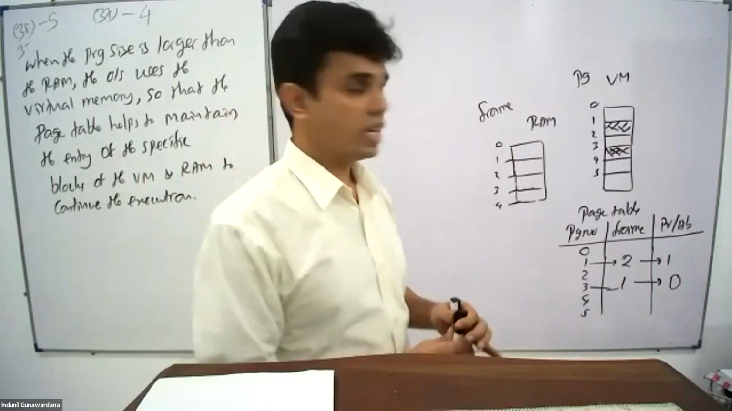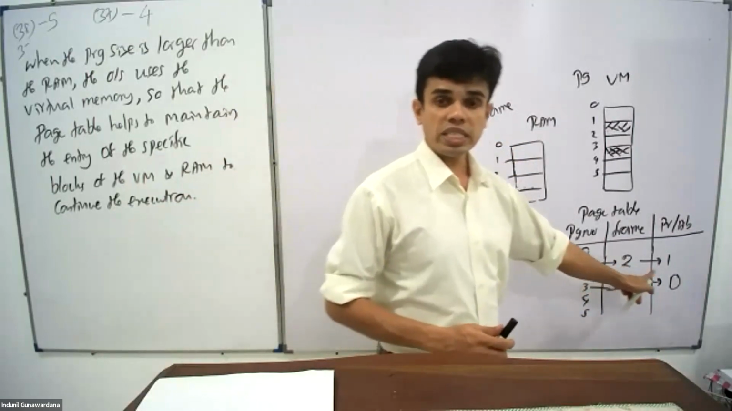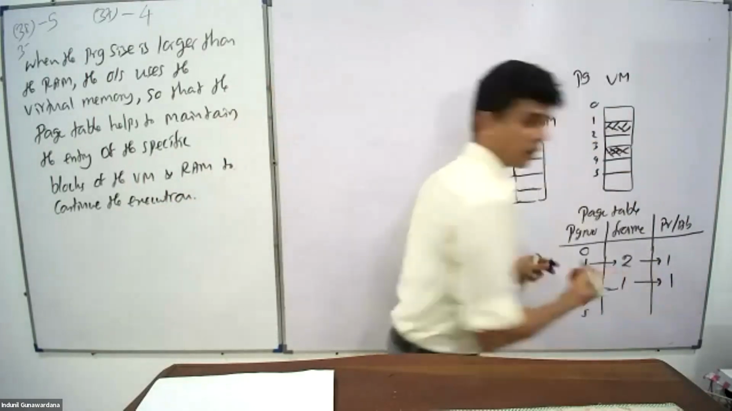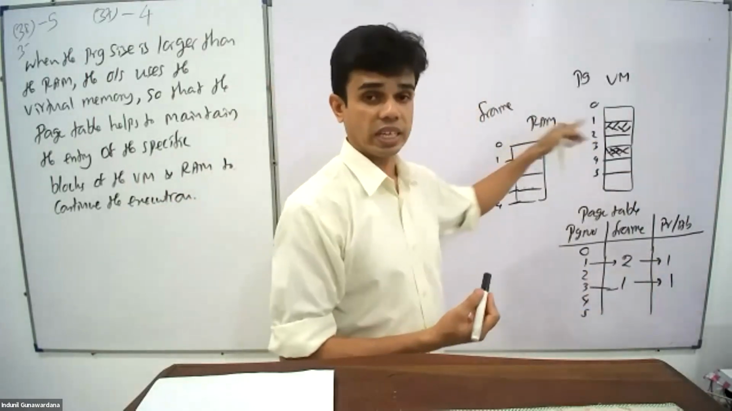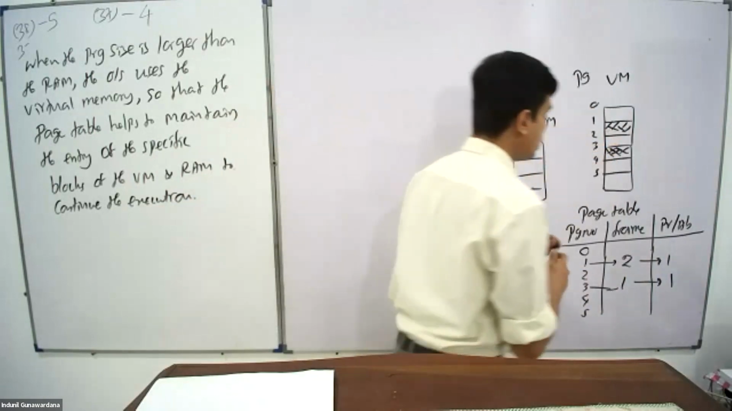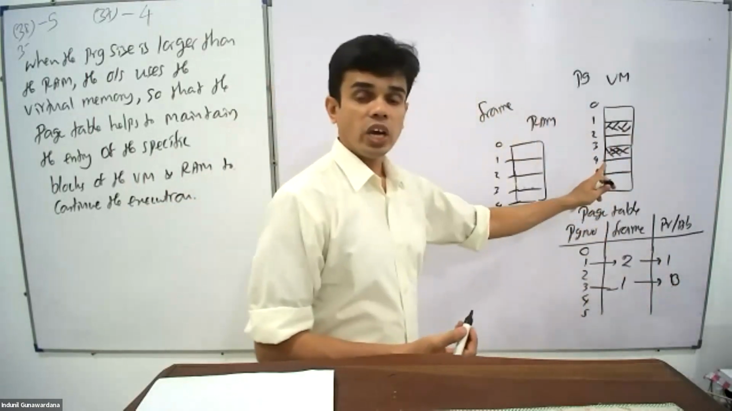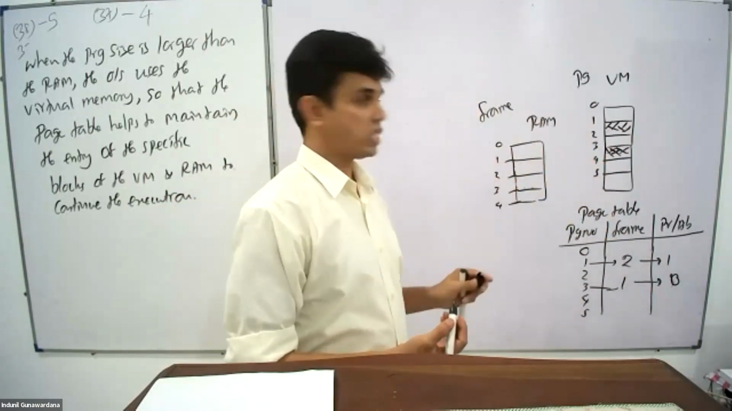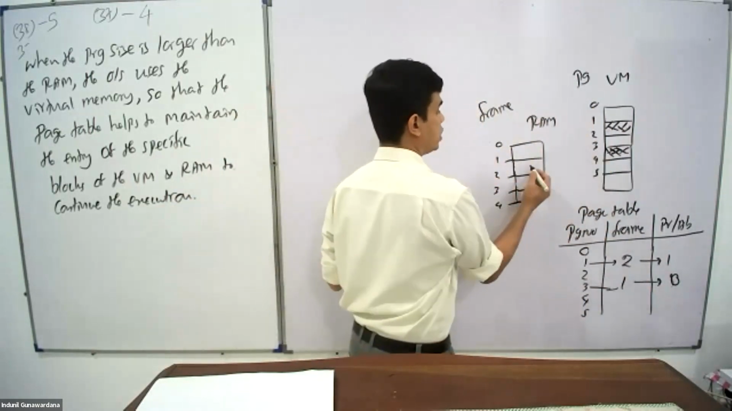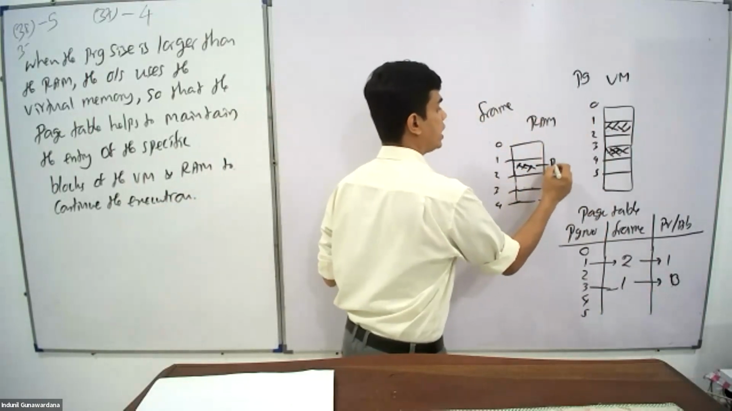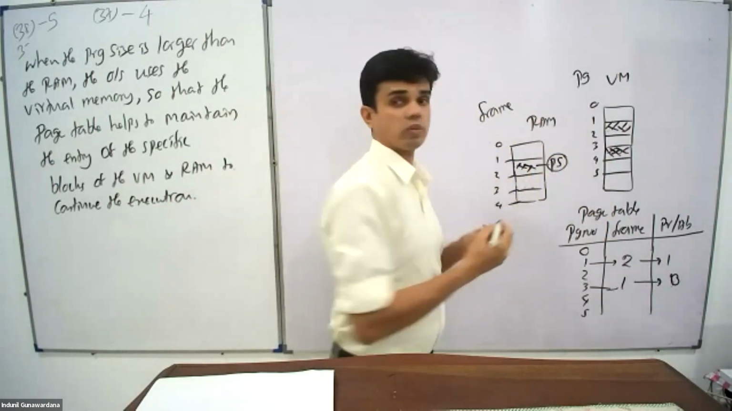The other event is that at this moment this has been turned into 0. Earlier the present/absent bit was 1. It was there when I was moving it. Now it turns into 0. Why? At this moment, you can't bring this page into this frame. Why? This is already in use by another process called P5.